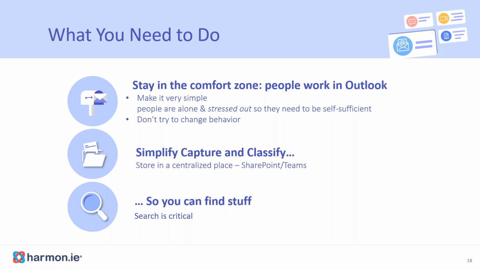One, stay in people's comfort zone. People today continue to work in Outlook. Outlook is where they've been for the last 20 years. You need to provide some sort of transition path, some sort of evolutionary path for people who are in Outlook so they can move to Teams and they don't open up Teams and all of a sudden have a separate user experience and don't see any sort of connection between the two. Make that simple so that people, when they're alone and stressed out, don't have to worry about what they're supposed to do. Don't try to change behavior.